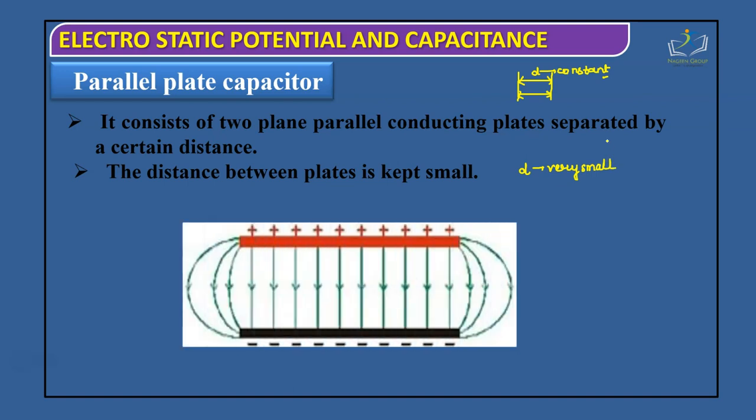Now this is a parallel plate capacitor. As you can see, there is the length of the plate and the other length of the plate. Compared to the length, the separation is very small. And we know the electric field lines start from the positive and end at the negative. Clear?